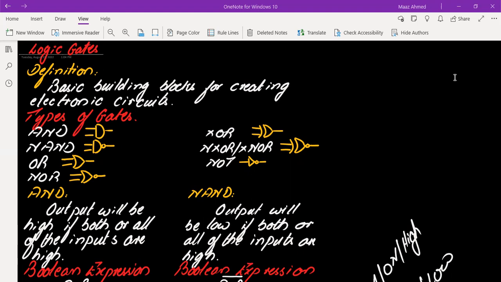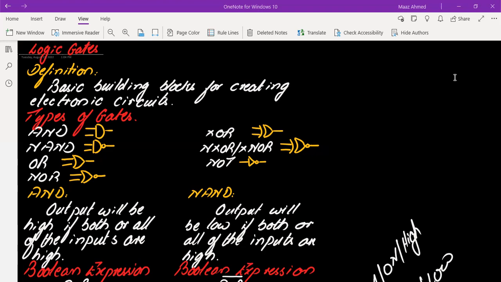But when it comes to logic gates, or electronic circuits I'm talking about, it might be any sort of electronic circuit. It might be the circuit for a refrigerator, for any electronic appliance, for your cell phones, or for a remote control or any such thing. So for creating any such electronic circuit, the basic requirement will be logic gates.